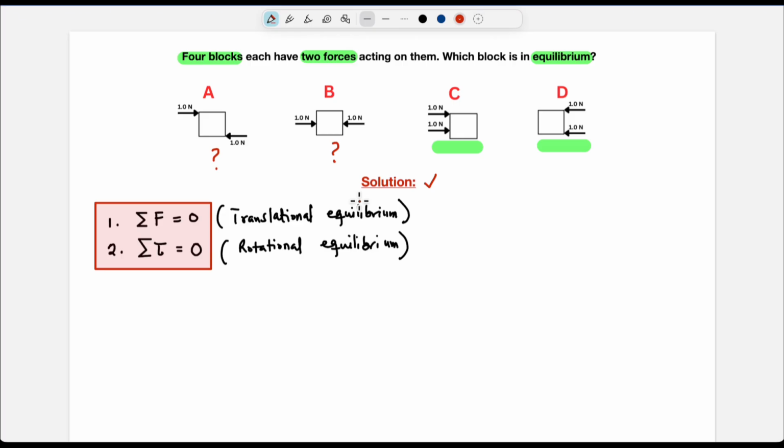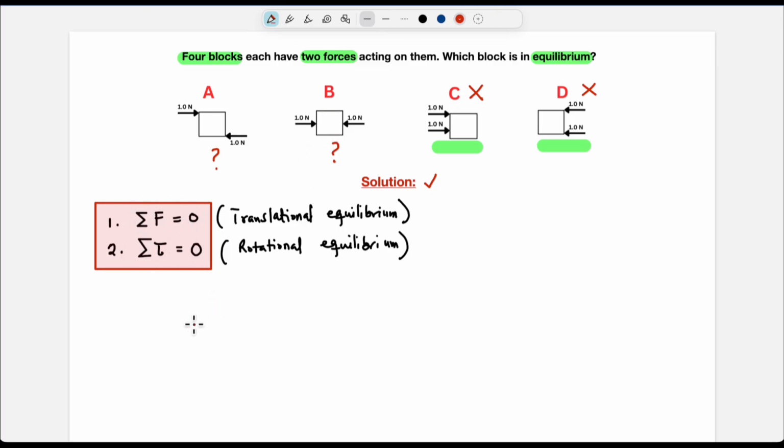And this is true for the first 2 eliminations we made for block C and block D, because the net force on this block is going to be 2 newtons to the right. So that is not equal to 0. And for these blocks, the net force is going to be minus 2 newtons to the left, and that is also not equal to 0. Now, let's go back to the 2 options that are left for us to test with these 2 conditions.